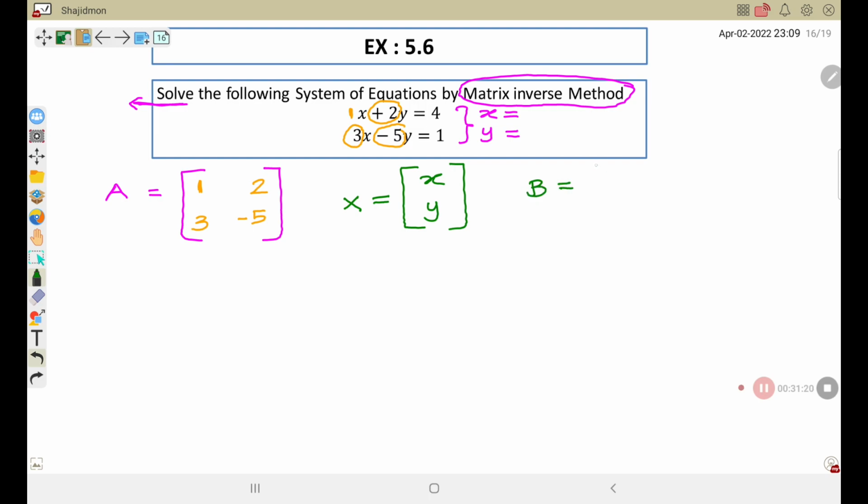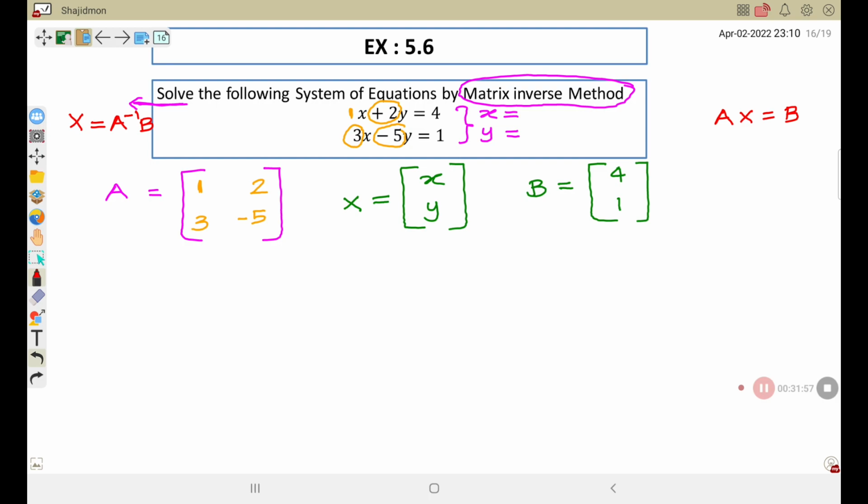B matrix means the constant matrix, the right side matrix. What are the constant matrix numbers? 4 and 1, correct? So we are writing A, X and B. That means our system of equations is of the form AX equal to B, correct? Now to find the solution, what is the rule I told? X equal to A inverse multiply B, correct? X equal to A inverse multiply B.